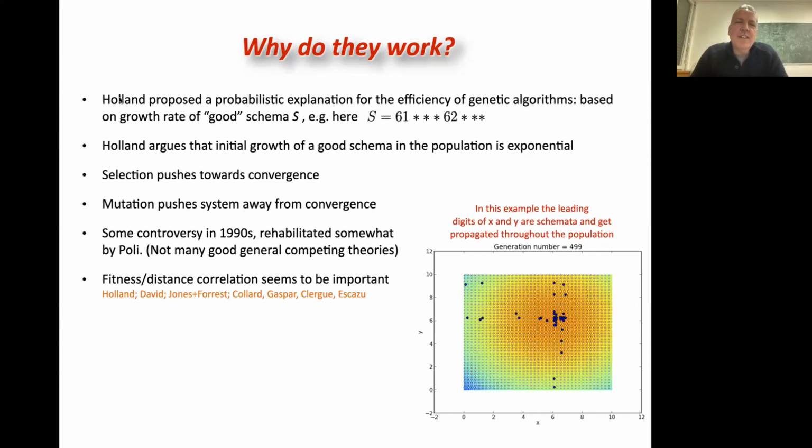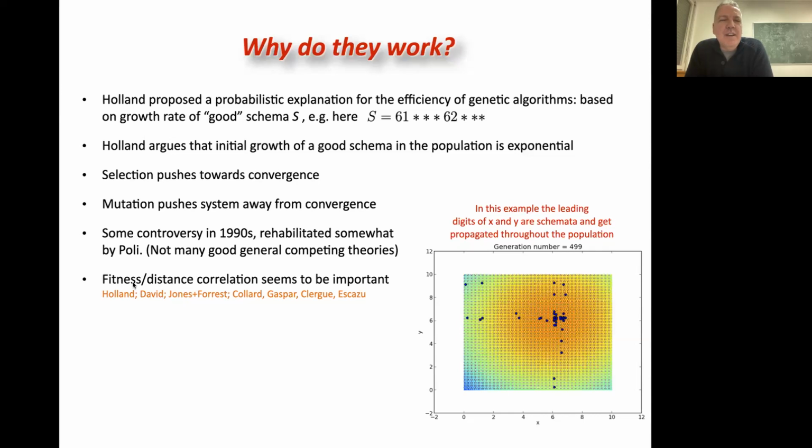I should say the schema theorem, the Holland theorem, is quite controversial, and people more or less dismissed it in the 90s, and it was rehabilitated somewhat by a series of papers by Poli. I would say that there are not many good general ideas as general as that. There are quite a few specific cases that people have looked at, but I think the schema theorem still has some value to understand what's going on.